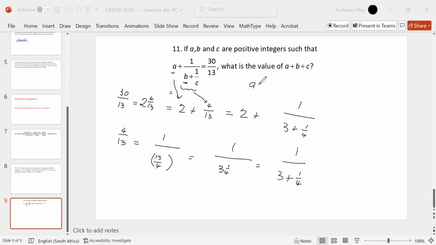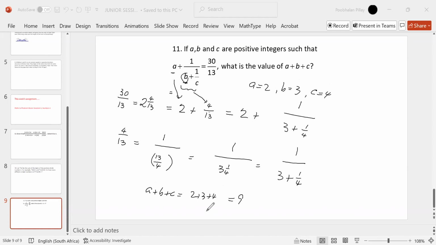So now A is equal to 2, B is equal to 3, and 1 over C is 1 over 4. And the question, what is A plus B plus C? It's 2 plus 3 plus 4, and that's 9. So guys, that's the last problem that we have done here.